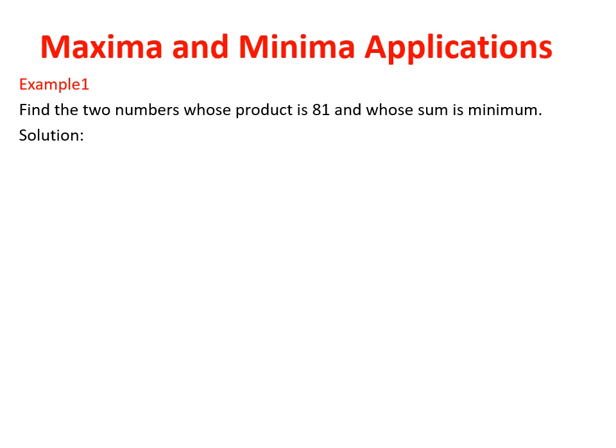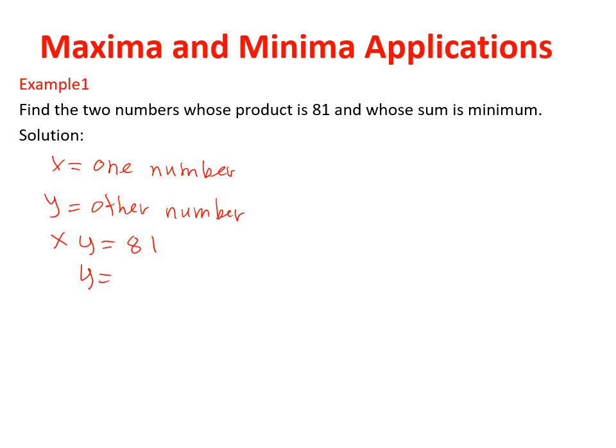Find the two numbers whose product is 81 and whose sum is minimum. So the solution would be: x equals the one number, then you have y, the other number. Then xy equals 81, or simply y equals 81 all over x. But the sum is x plus y, or simply x plus 81 all over x.